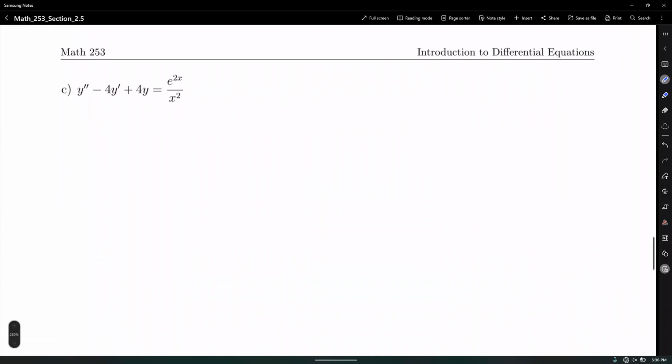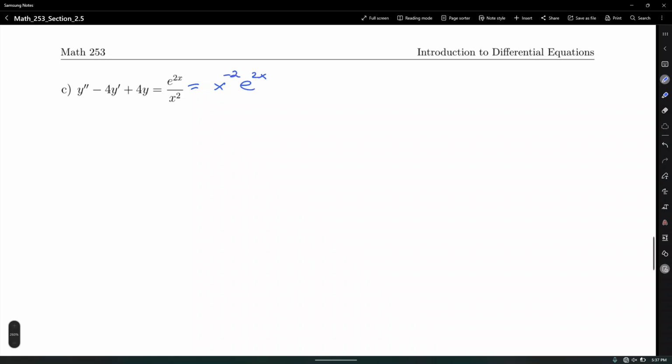So what do we have? Y double prime minus 4y prime plus 4y equals e to the 2x divided by x squared. At first glance, it seems like this problem could have been solved using undetermined coefficients because of the exponential e to the 2x and because of the quadratic x squared. However, be careful. Unfortunately, that's not the case, because this is really x to the negative 2 times e to the 2x.